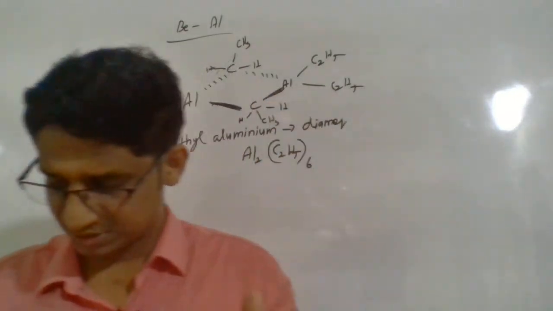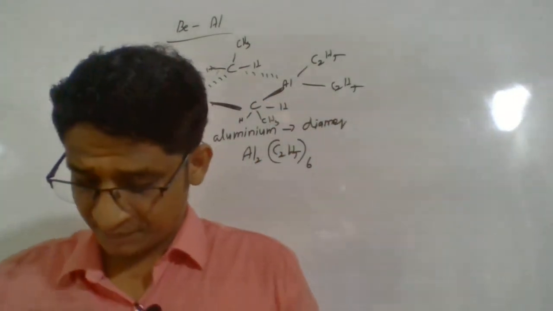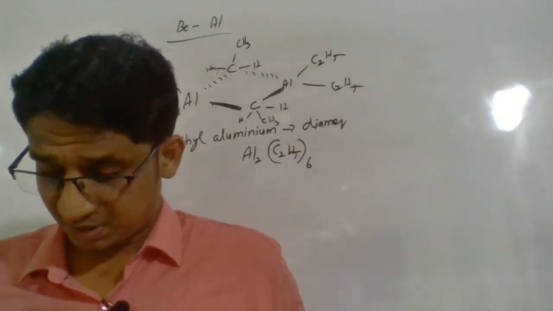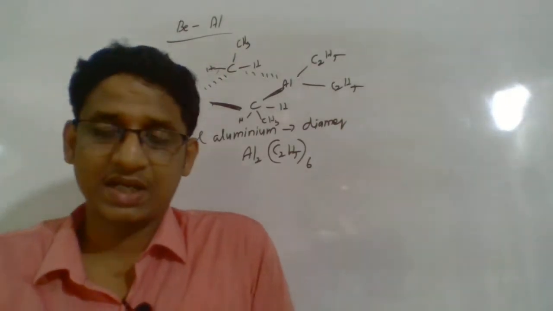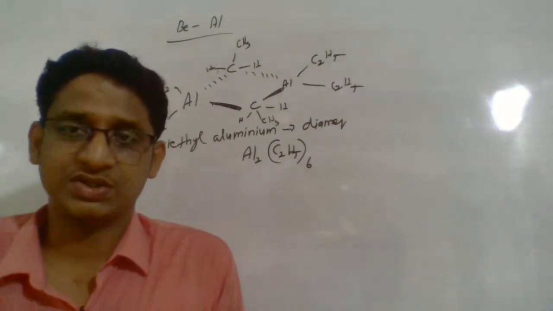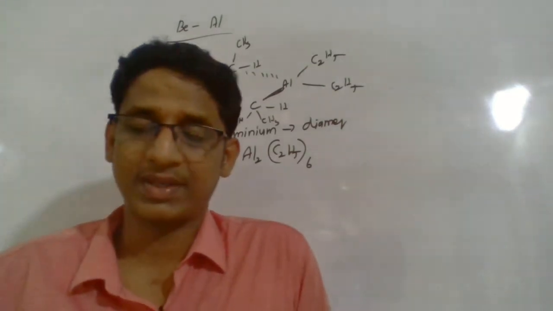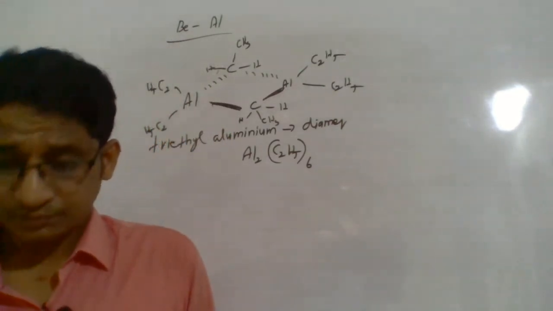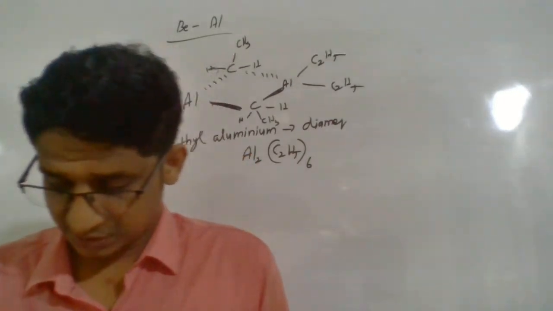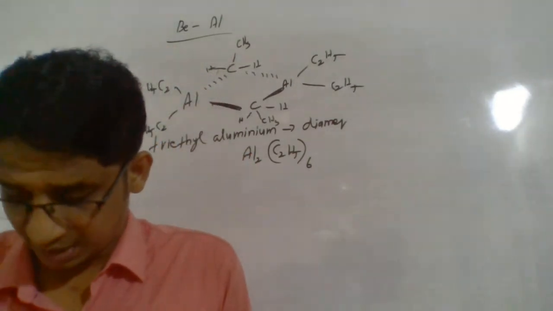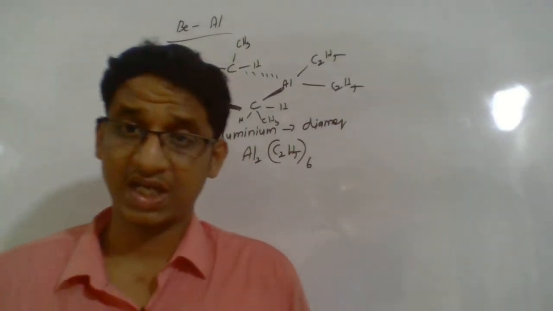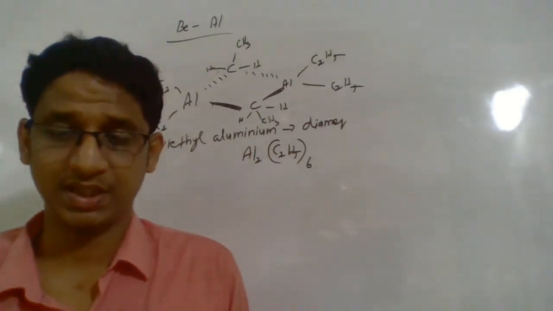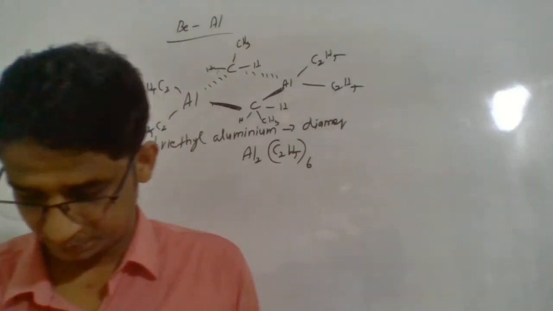So let us now sum up the points we discussed. Diagonal relationship between beryllium and aluminium. Aluminium and beryllium are not readily attacked by oxygen, and not readily attacked by acids because of their oxide coating. Next, both aluminium chloride and beryllium chloride have significant covalent character because of the high polarizing power of both aluminium 3 plus and Be2 plus.